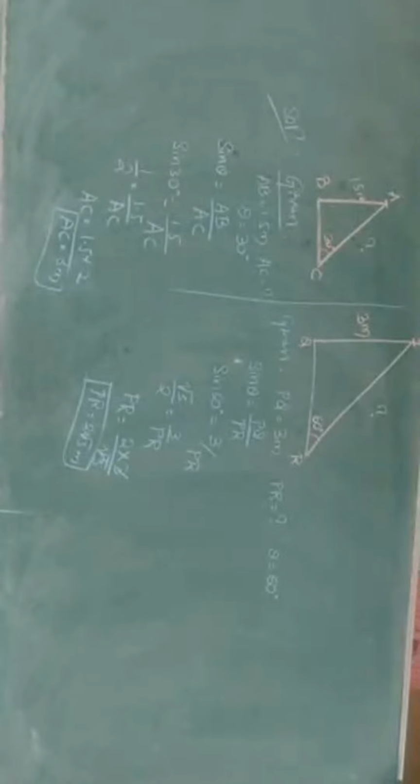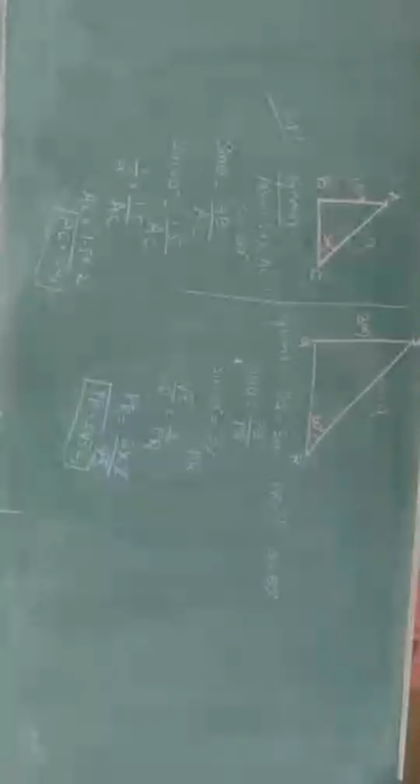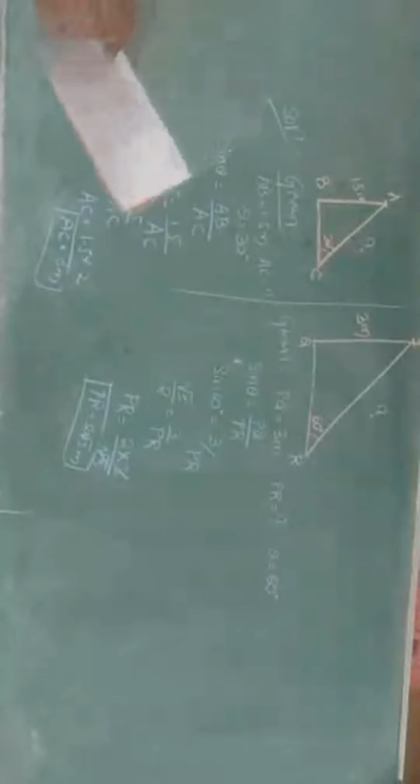It's finished. Okay, question number 4 now. The angle of elevation of the top of the tower from a point on the ground which is 30 meter away from the foot of the tower is 30 degree. Find the height of the tower.